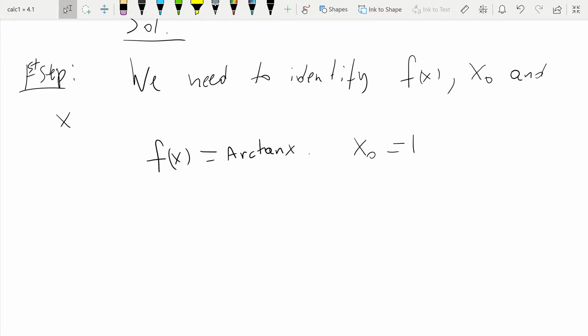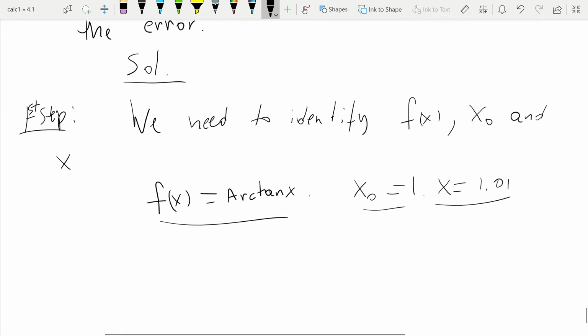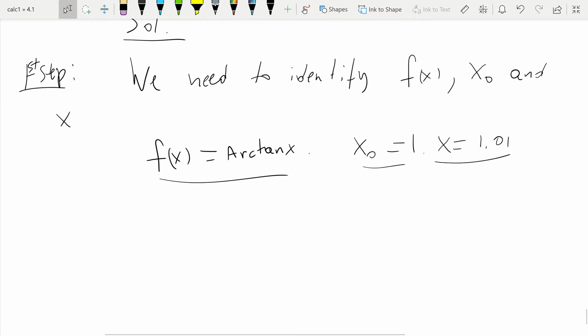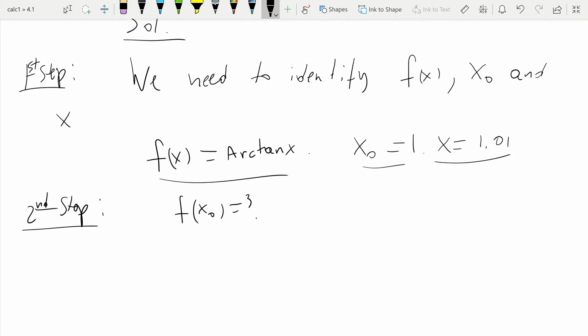So what is the point x? x is 1.01. These are the three things we need to identify from the problem. Now that we've done that, the second step is to record the values of x naught and f of x naught. And what else do we need for the linear approximation? We need the value of f prime.